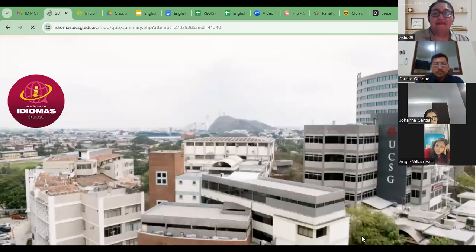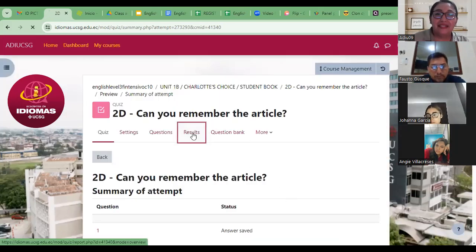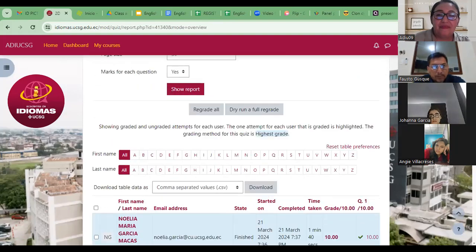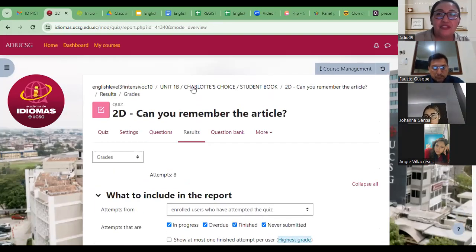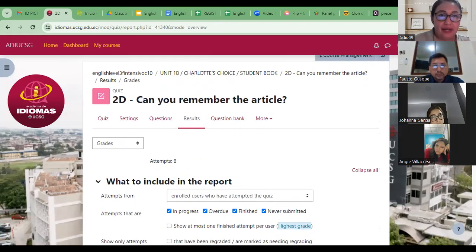Okay, and that's it. That is the end of the test. Now you try it. Good. So this is where everybody should be. This is 2D, and this is from unit 1B. Okay, this is where everyone should be right now. 2D, can you remember the article?